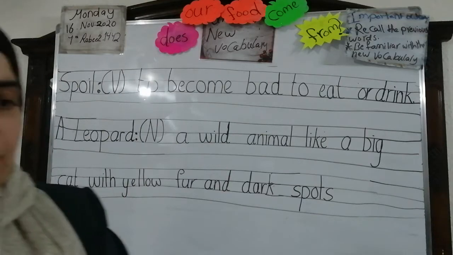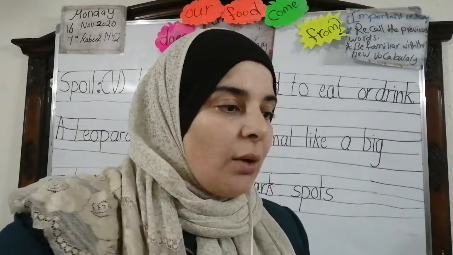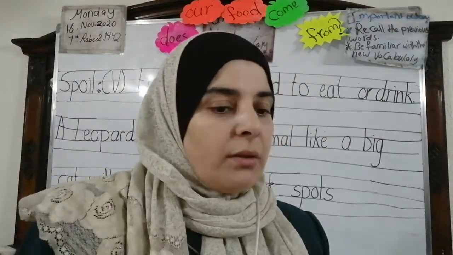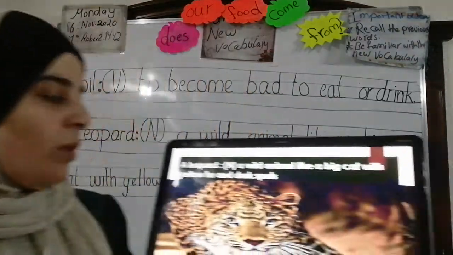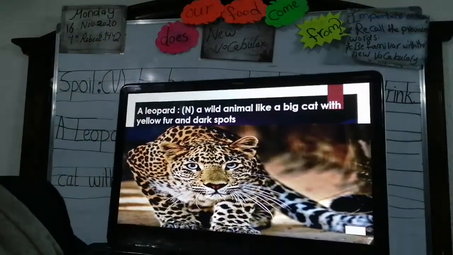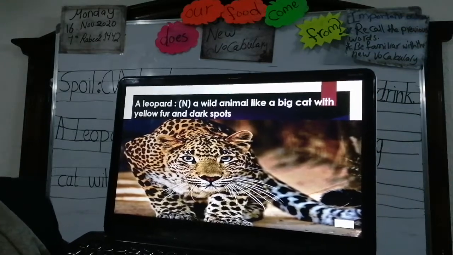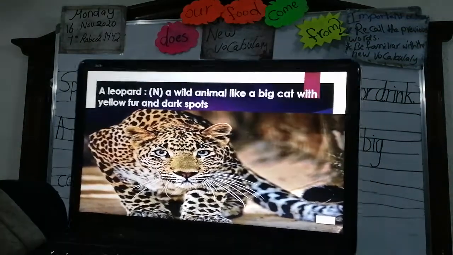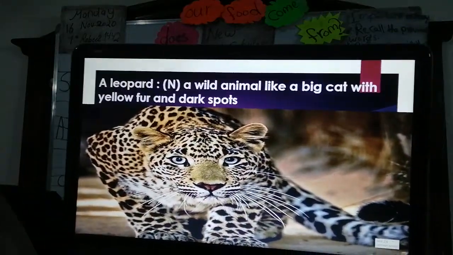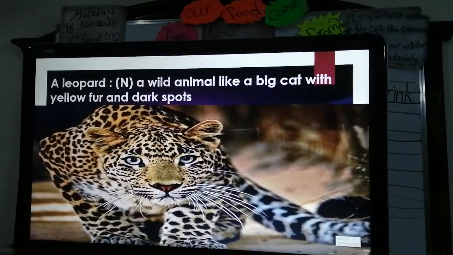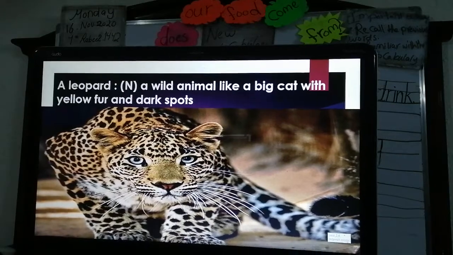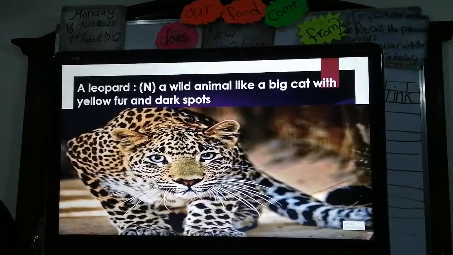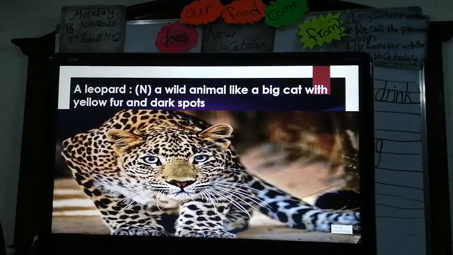Spoil. Let's move to the last word in our new vocabulary. Look at it. A leopard. What do you mean by a leopard? It's a noun. A wild animal, like a big cat. Wow. Like a big cat with yellow fur and dark spots. You know in Arabic what this means? Al-fahd.